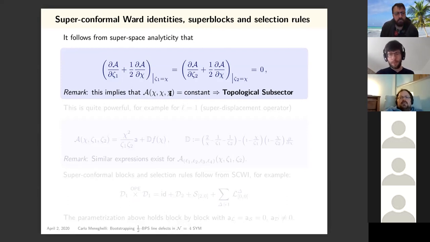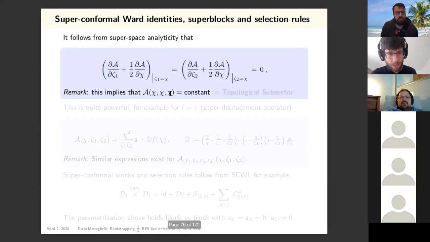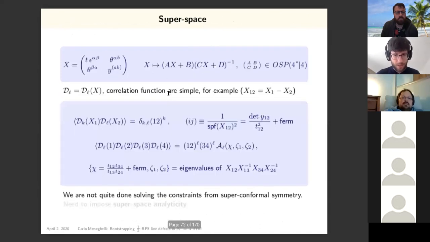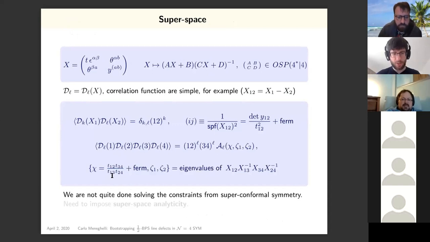Chi again? Sorry, thanks. So chi is the value of this matrix, which, if the fermions are zero, is just the cross ratio on the line. T12 is T1 minus T2, and the zetas are the cross ratios in Y. Exactly, these are the cross ratios in Y.